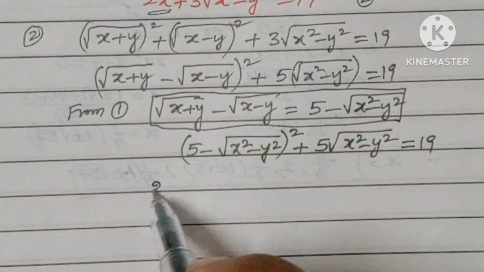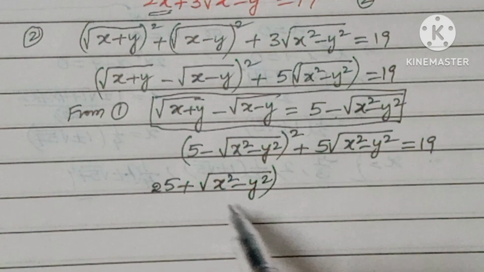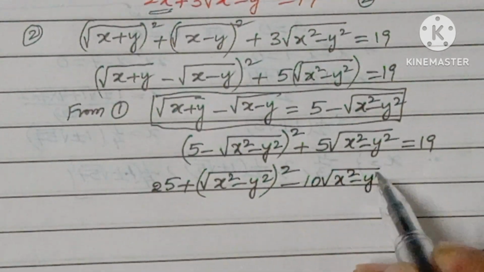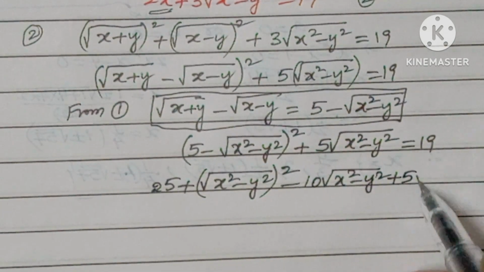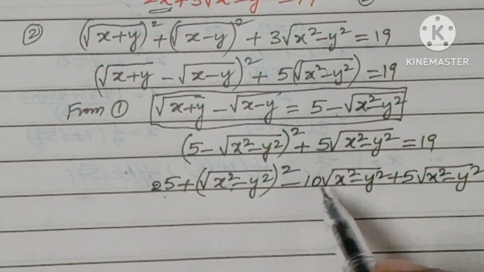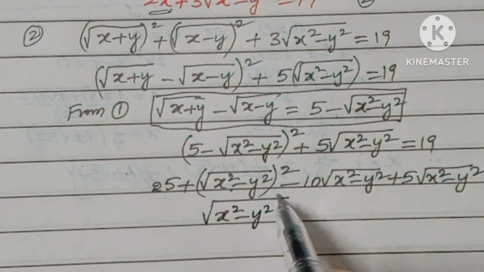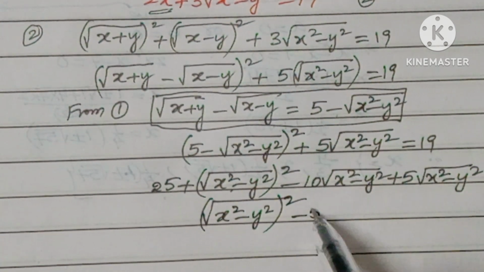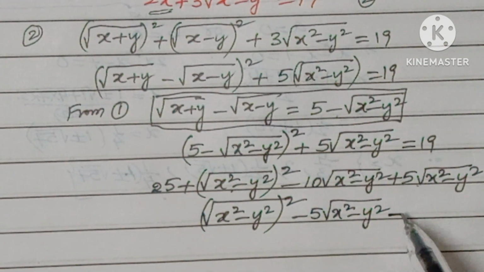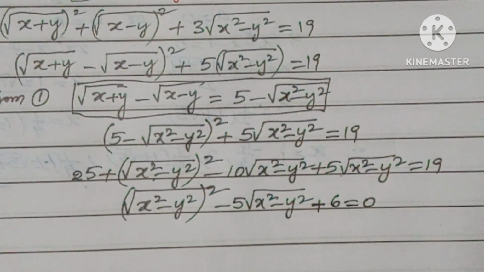Now if you open the bracket here, 25 plus square root of x square minus y square whole square minus 10 root of x square minus y square, plus 5 root of x square minus y square is equal to 19. That is a square plus b square minus 2ab. Now here you will get a quadratic: x square minus y square whole square minus 5 root of x square minus y square, plus 6 equal to 0. Sending 19 across, 25 minus 19, we are getting 6.